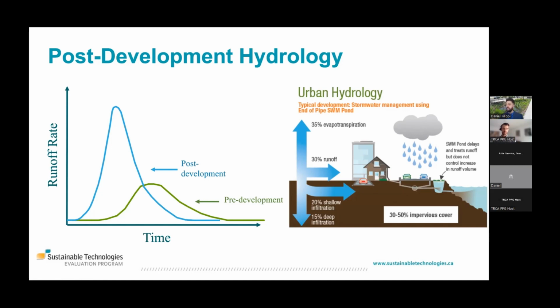And with this, we can see formerly we would use stormwater management ponds. We still do. And these are end of pipe controls, but it's not always going to control an increase in runoff volume. And it's also going to cause some pollution in our end of pipe receiving water bodies, which likely here is going to be Lake Ontario.